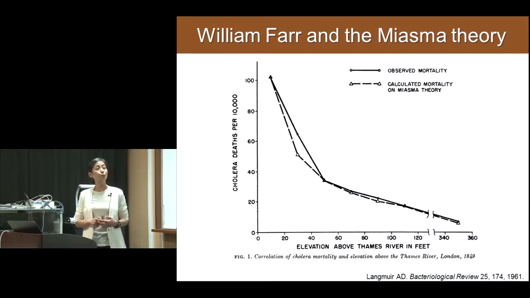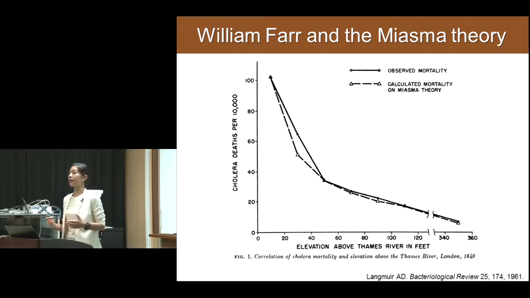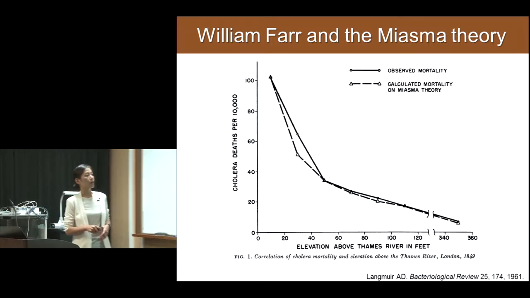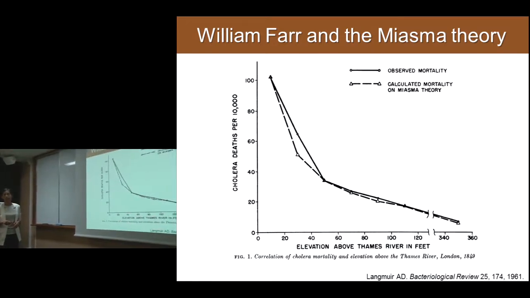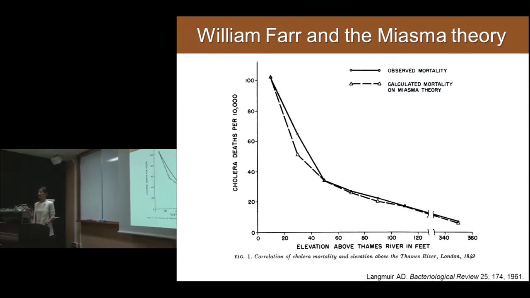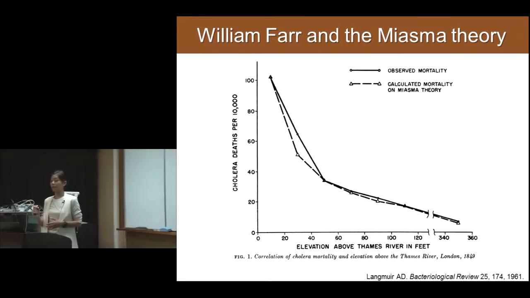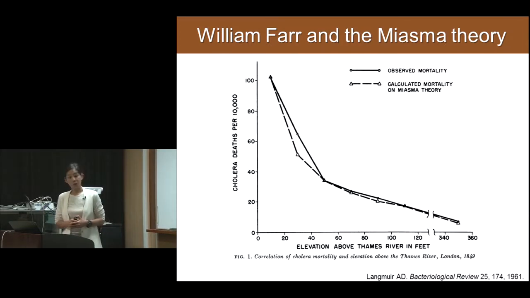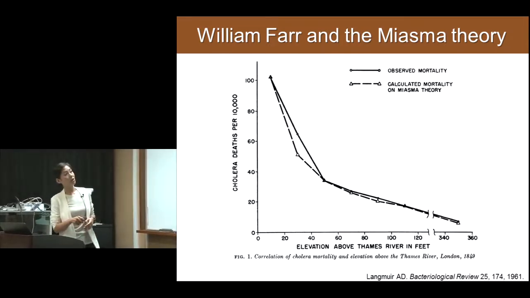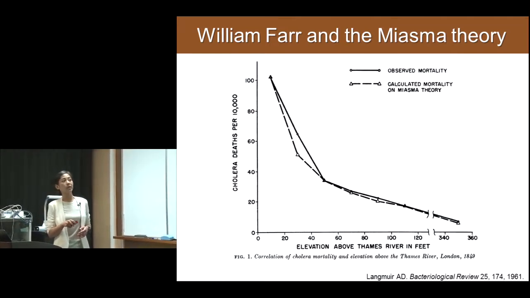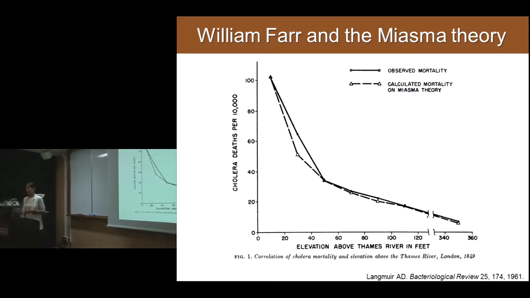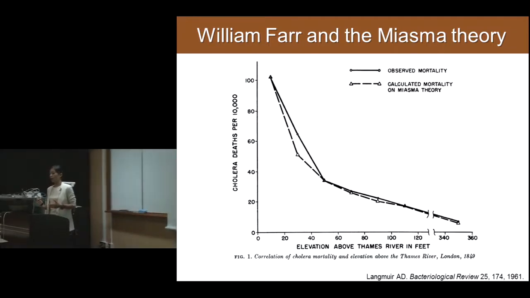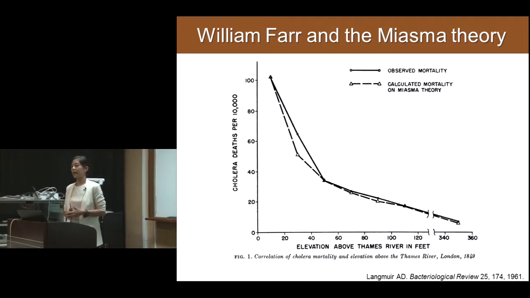So for a while, William Farr was convinced that cholera was transmitted by air. As shown here in this figure, the death rates per 10,000 population and the elevation above the Thames River. So he reasoned that soil at lower elevations, especially near the banks of the river, contain much organic matter, which produces miasma. So he simulated a calculation based on miasma theory and compared it with the observed mortality, and they produced a very similar result. Coincidentally, this seemed to support his belief that cholera was being transmitted by miasma.